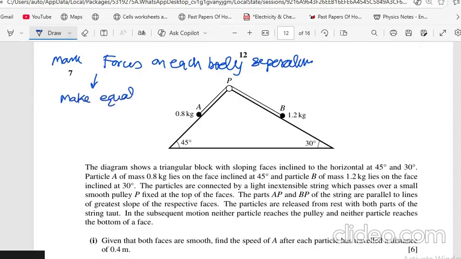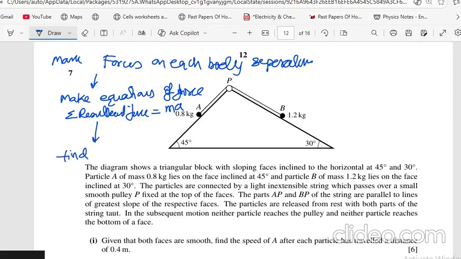Then, second step, make equations of force. That means the resultant force is equal to ma. Then find a and the forces, which could be tension also here, by simultaneously solving the equations.